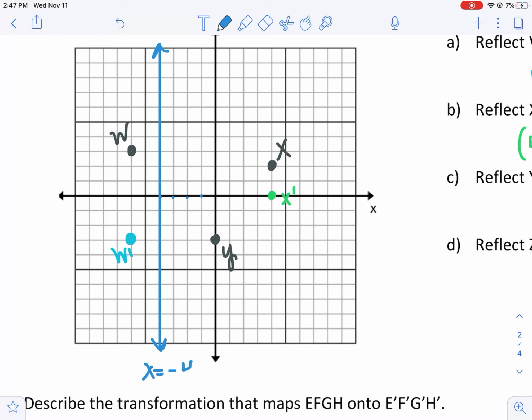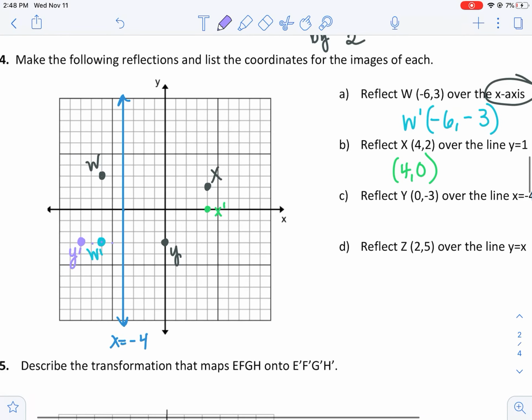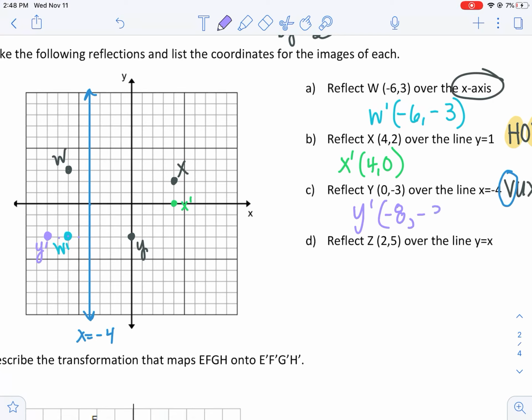Here is x equals -4. Okay? Well, I see that Y is about 1, 2, 3, 4 away from that line. So I'm going to go 4 away in the opposite direction. 1, 2, 3, 4. There's Y prime. And Y prime is at the point, oops, I didn't label correctly, that's X prime. Y prime is at the point (-8, -3). Okay?